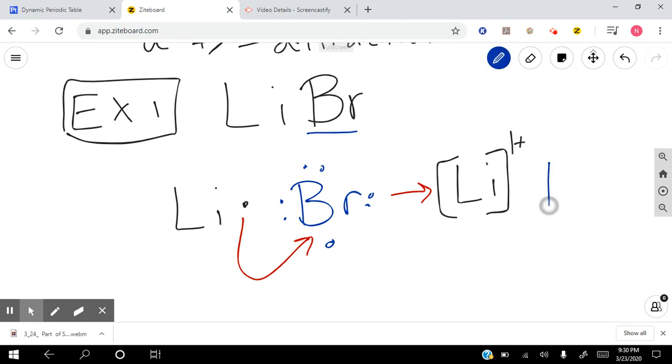The next ion we have is bromine or bromide. And I'm going to draw 8 dots around it because now it got 1 from lithium. So what happened to it? It got 1 more negative charge.